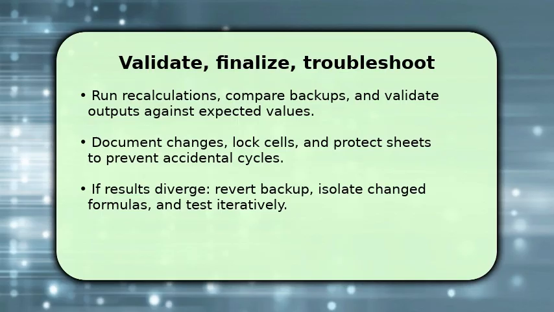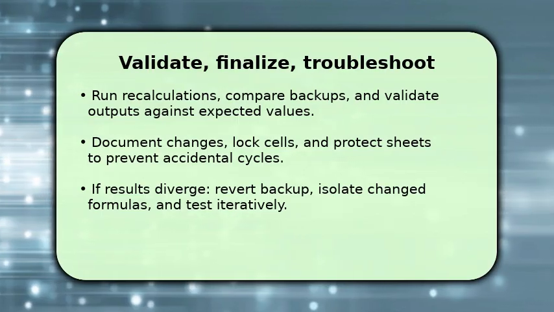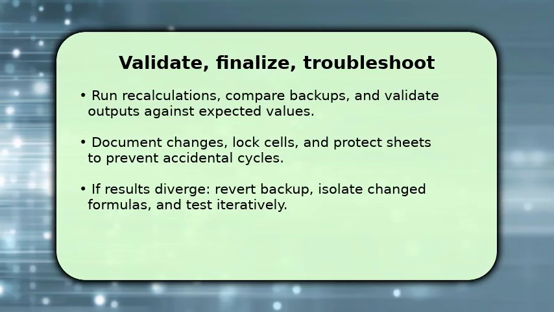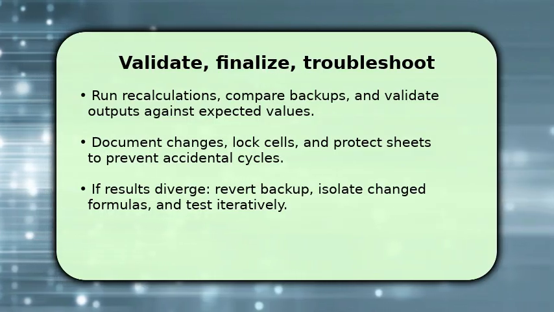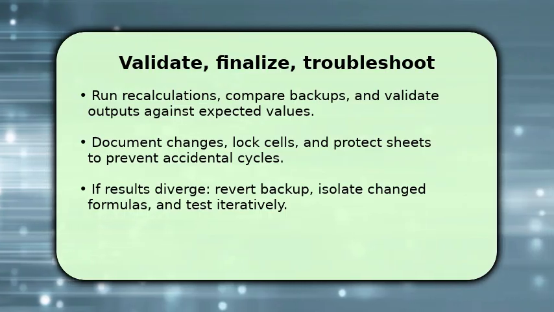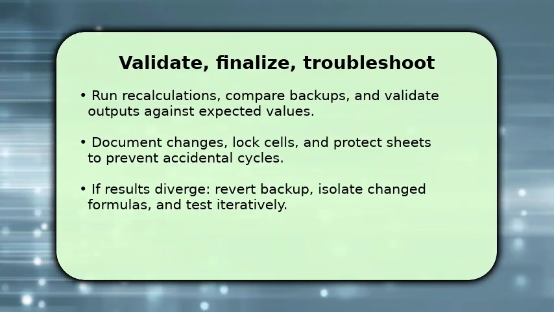You should run full recalculations and compare outputs to your backup to confirm correctness. Document the formula changes and lock or protect cells to prevent reintroduction of cycles. Once validated, set calculation mode back to automatic if appropriate.